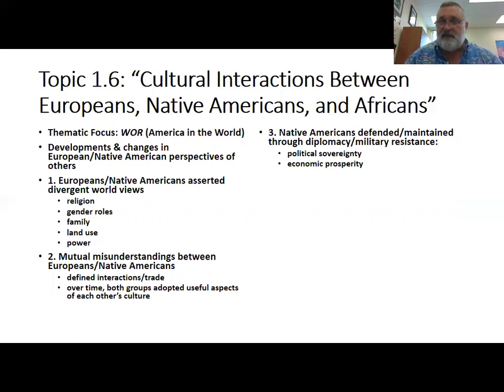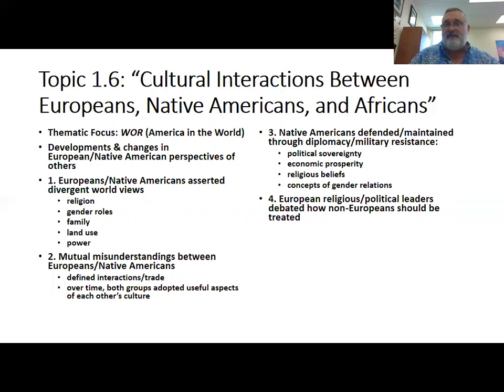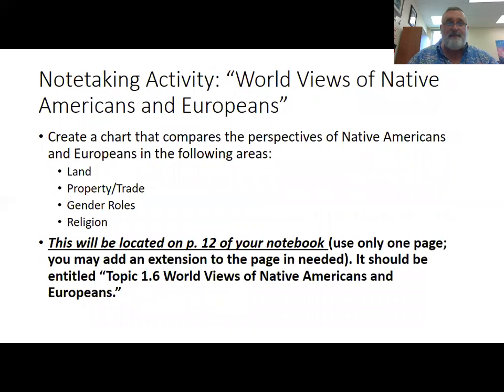Native Americans also did much to defend themselves. So, how were they able to maintain their independence and their freedom in the face of European expansion in the Americas? You're also going to look at some of the debates that were taking place between different European groups over whether or not Native Americans were truly human beings. Okay, so those are kind of some rough things to look at.